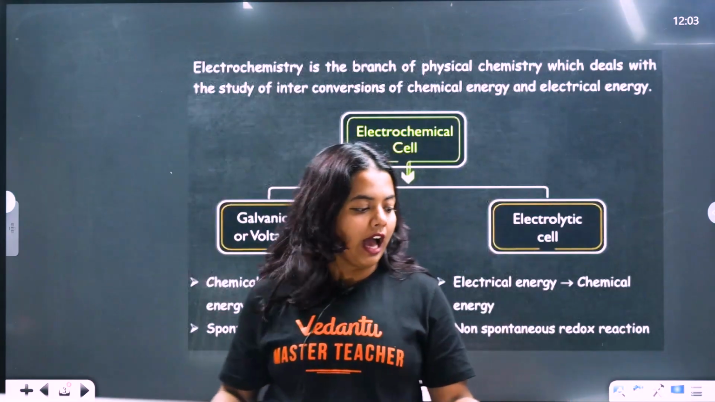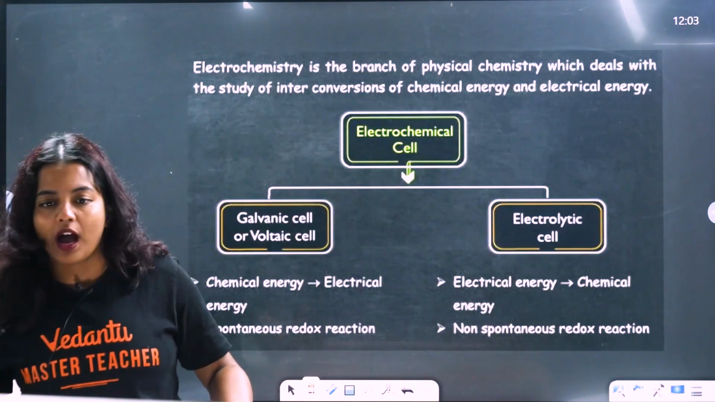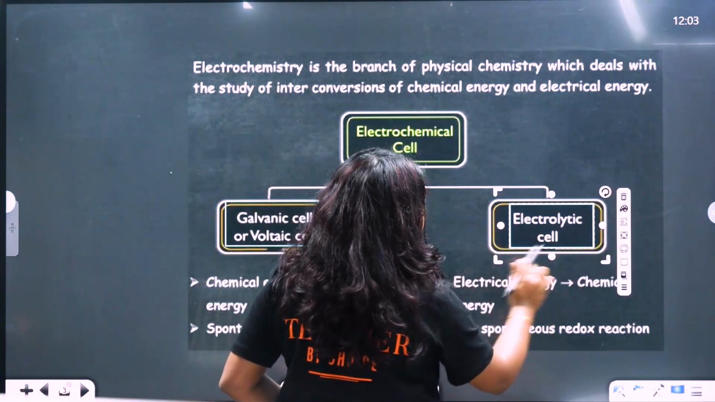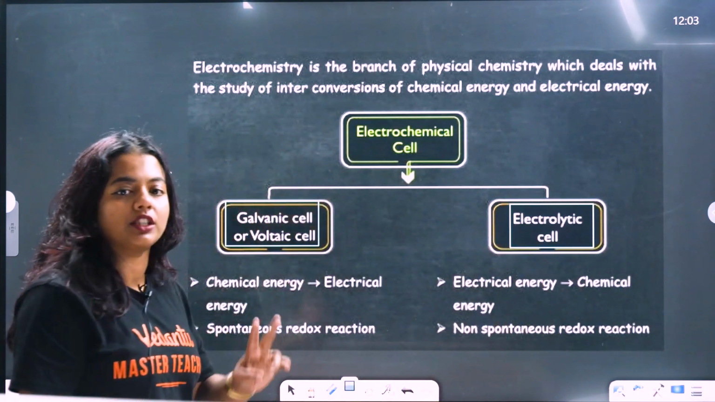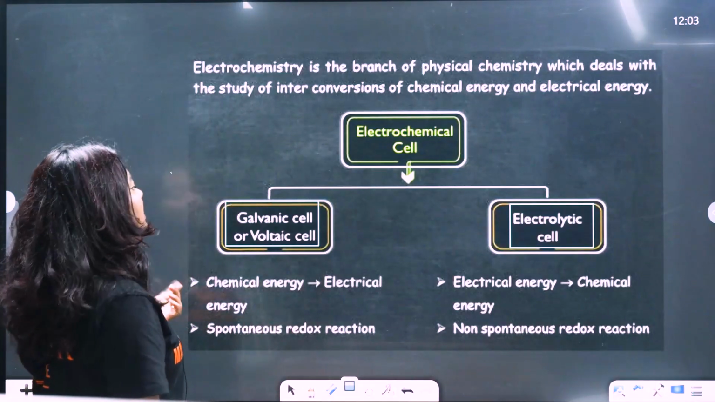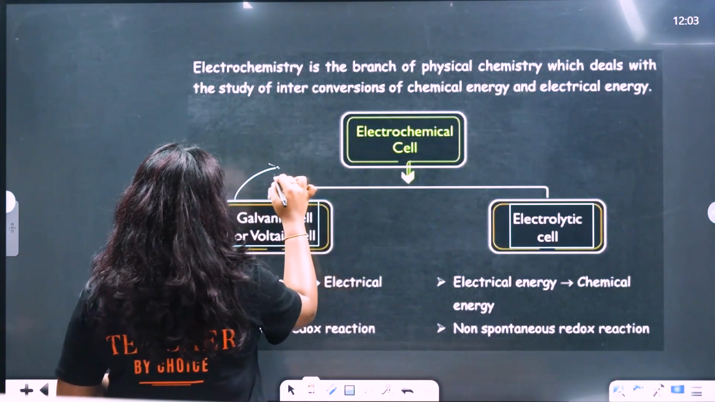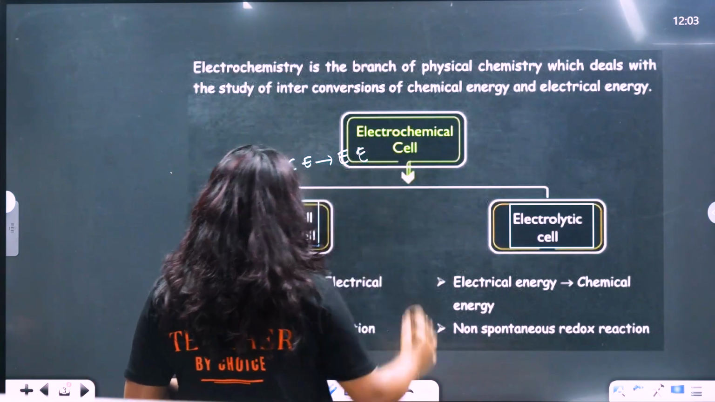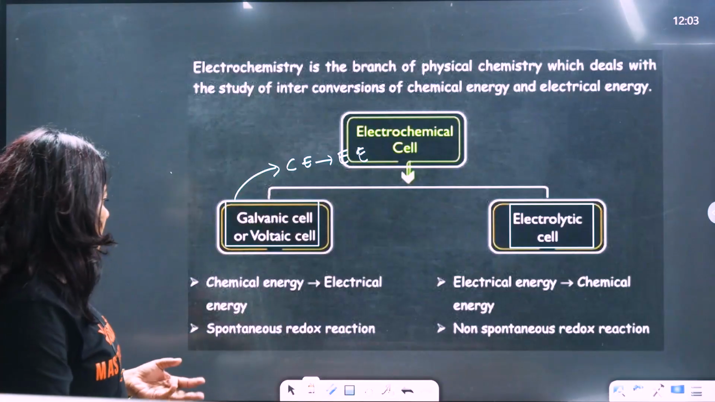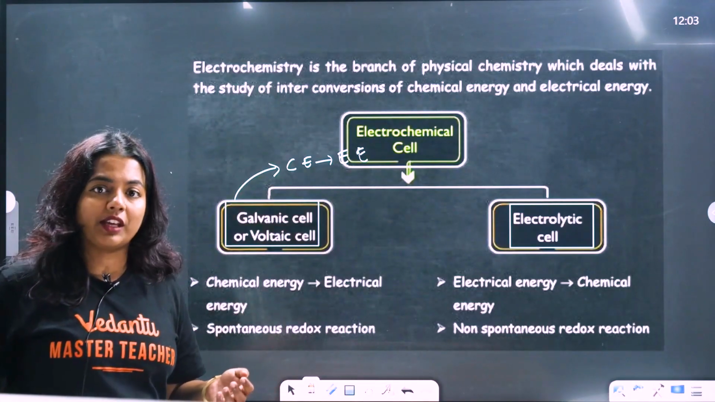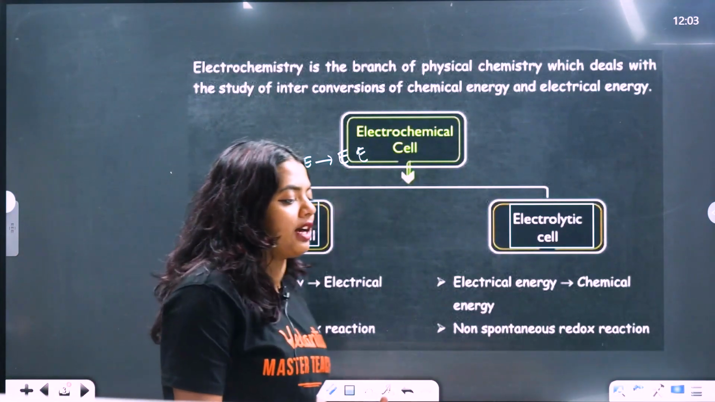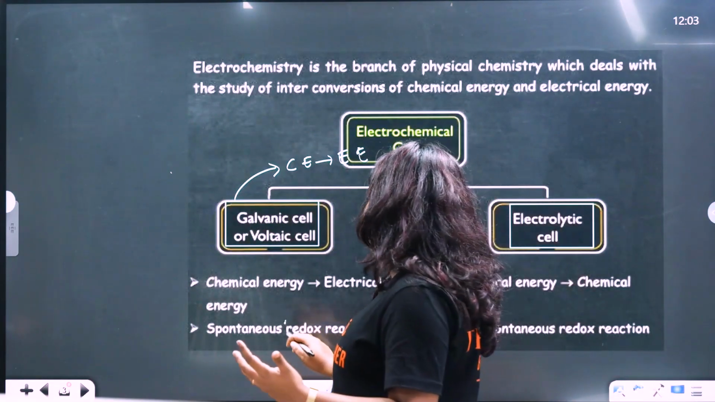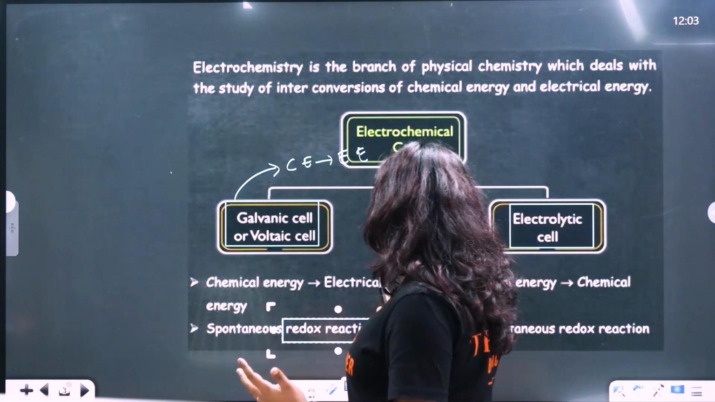Galvanic cells are there and you have your electrolytic cell also. There are two types of cells, galvanic cell and electrolytic cell. So for galvanic cell, always remember, they will be converting this chemical energy to electrical energy. A cell in which chemical energy gives us electricity is called a galvanic cell. And also there they are undergoing the redox reaction, spontaneous redox reaction.